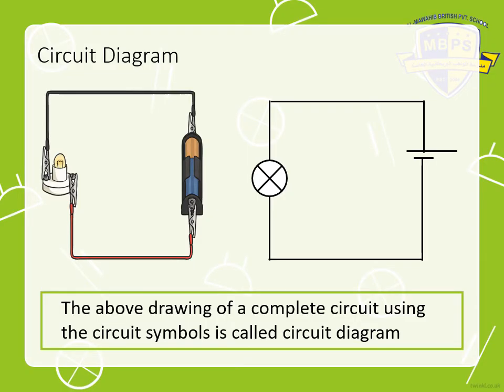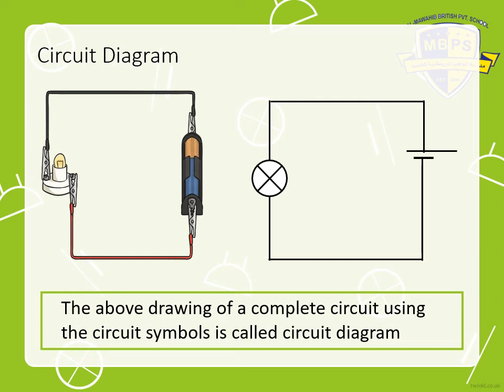Now looking at the diagram that I had shown earlier, of a simple circuit having a lamp and one cell and a set of wires, is that drawing more difficult than the one that I have drawn over here? The one that I have drawn uses the symbols of wires, one cell and a lamp. This is easier to draw. This is called a circuit diagram, in which circuit symbols are used.